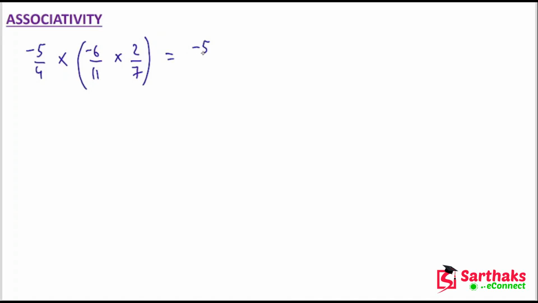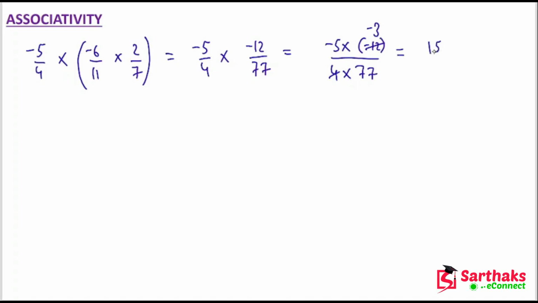Let us multiply these two together first. Then we will have -6 into 2 equals -12, whole upon 11 into 7 equals 77. Multiplying this together, we will get -5 into -12, whole upon 4 into 77. Dividing by 4, -12 becomes -3. -5 into -3 would be +15, whole upon 77. So this is the product.